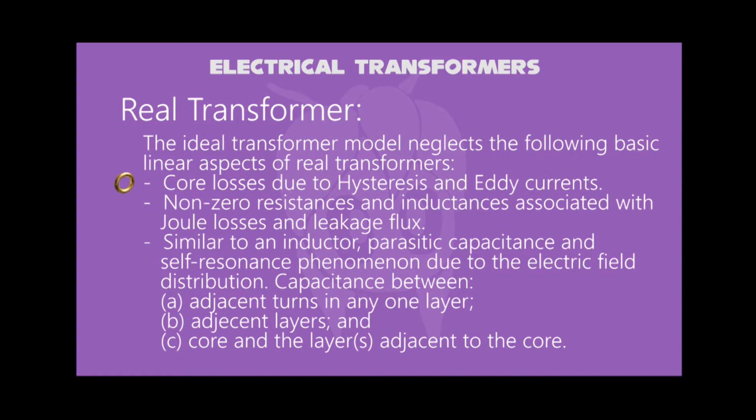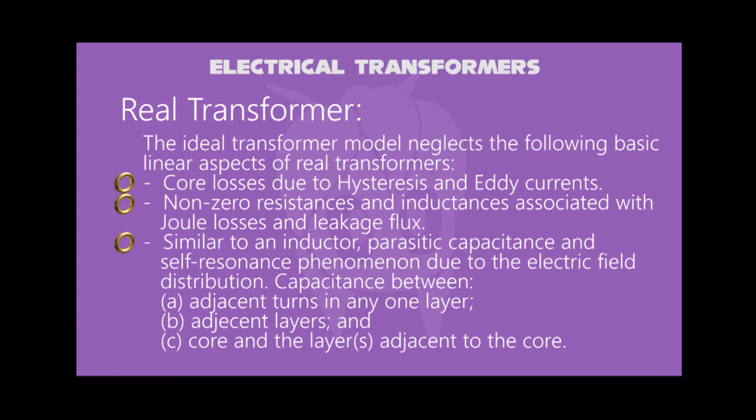Core losses, or magnetizing current losses, consisting of hysteresis and eddy current. Unlike the ideal model, the windings in a real transformer have non-zero resistances and inductances associated with Joule losses and leakage flux that escapes from the core and passes through one winding only, resulting in primary and secondary reactive impedance.